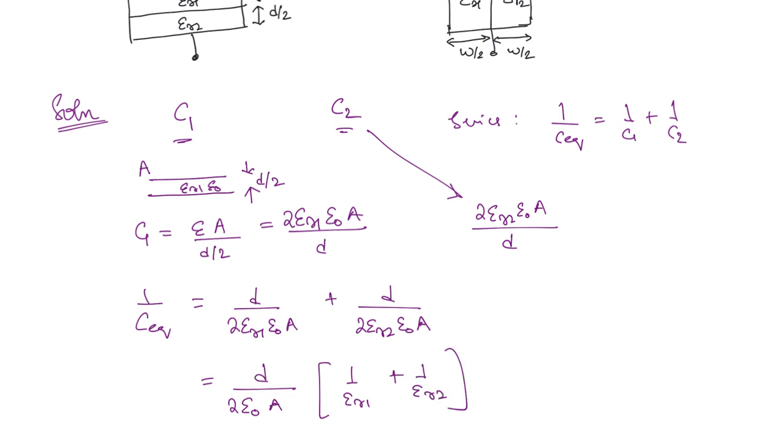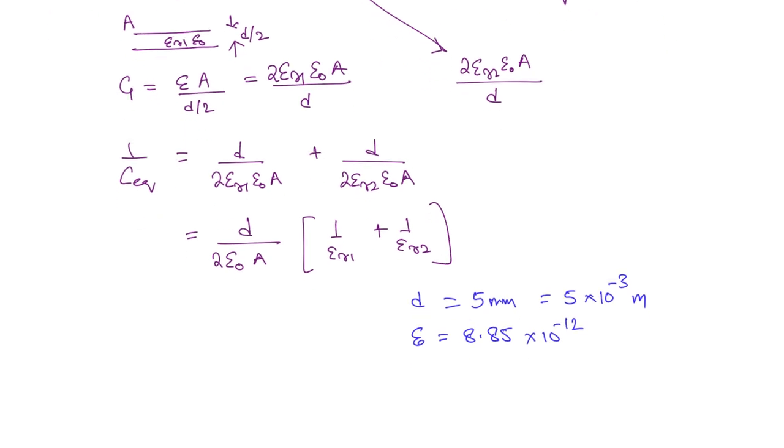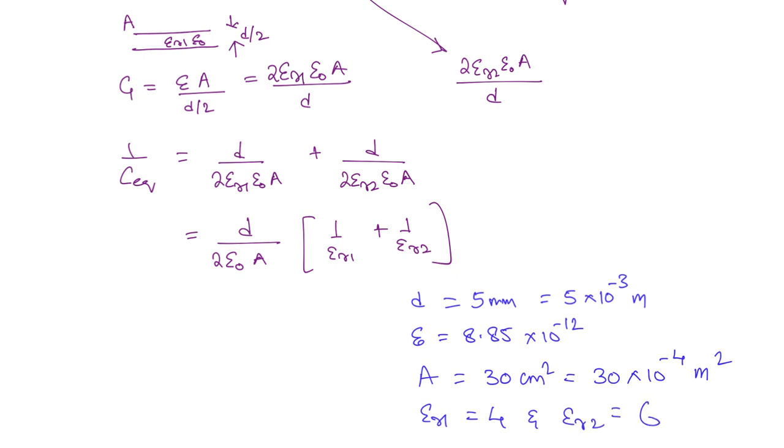Now what is D? D is given as 5 millimeter. So you can write this as 5 into 10 to the power minus 3 meter. Epsilon naught is equal to 8.85 into 10 to the power minus 12, and the area is given as 30 centimeter square, so this is 30 into 10 to the power minus 4 meter square. And epsilon R1 is given as 4 and epsilon R2 is equal to 6. If you substitute these values here, you are going to get this value.